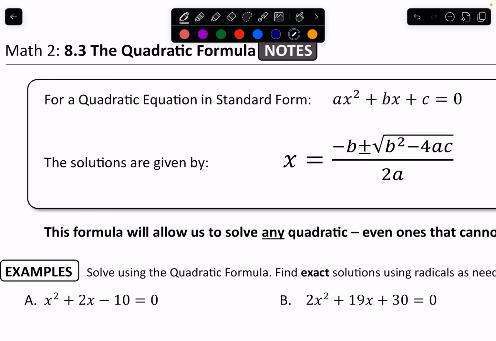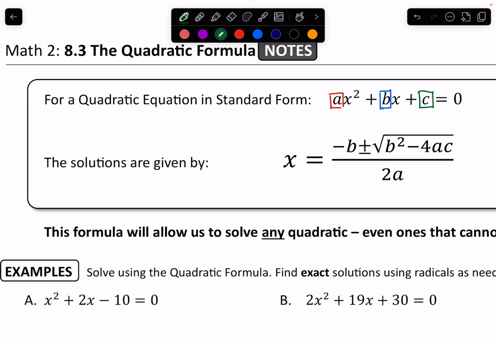So here's how the formula works. When you have a quadratic equation in standard form, you usually have a number in front of x squared. We call that number a. We usually have a number in front of x. We're going to call that b. And then we usually have a c value, or a number all by itself, right?